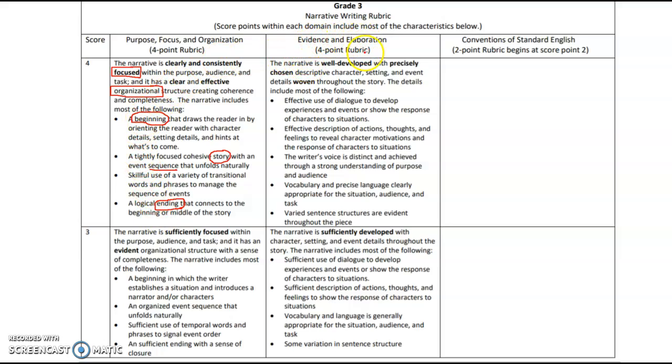All right, for evidence and elaboration, you want to make sure that your narrative is well developed. You want to use those description words to talk about your characters and the setting and the event details. You want to make sure you're using dialogue. You want to talk about the experiences and the events. You don't just want to write 3 sentences. First this happened, then this happened, after that this happened, and then in the end this happened. You want to make sure you're really explaining the events. We want to make sure that we're describing the actions and the thoughts and the feelings of the characters. Those are all things that we've looked at as we've read stories in the past. So think about those character responses.